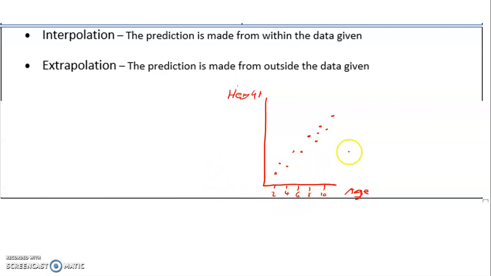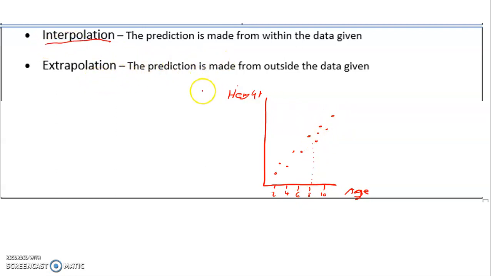If we need to make a prediction and we've got our line of best fit through the middle, and we want to predict for someone who is 8 years old, if we come up from the 8 years old, it fits within our data. Our smallest result was 2, our highest result was 10, 8 is within that, it is interpolation.